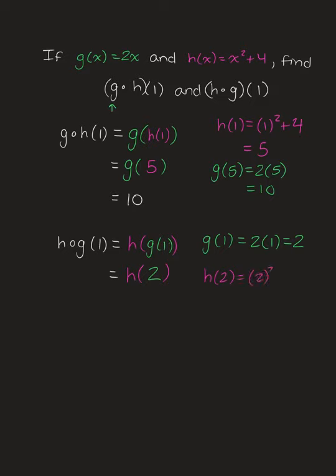So if I plug 2 into h, 2 squared is 4. 4 plus 4 is 8. So h of g of 1 is 8. So notice that these are not the same thing. Okay? If they happen to be the same, it is a happy coincidence.